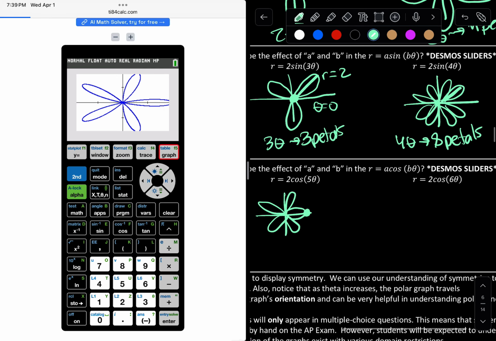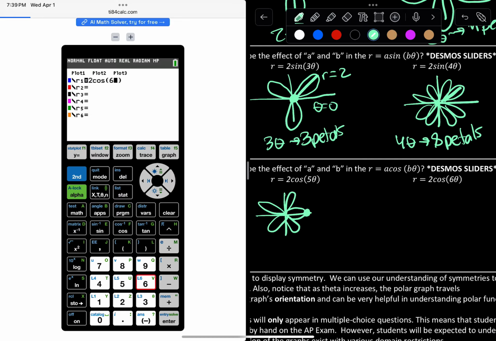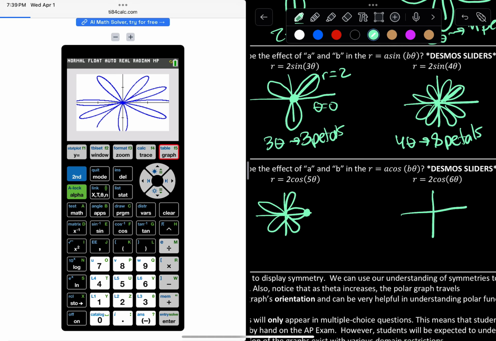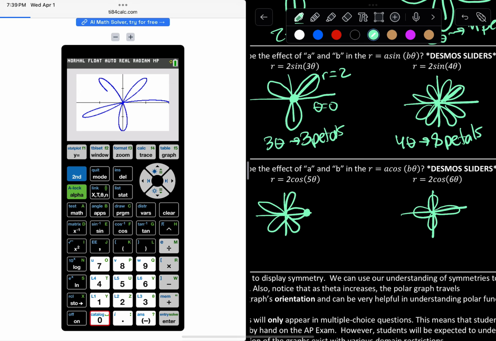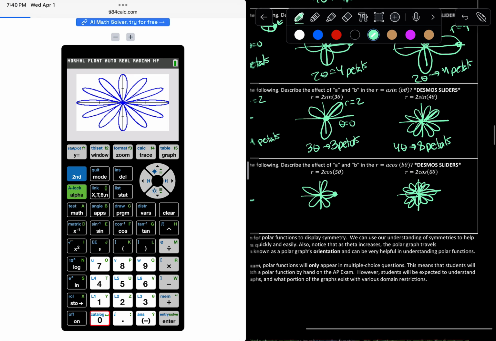And then if we do 6 theta, it's going to start on the polar axis again, but now we will have 12 petals. So it looks like we have a petal on each axis. And then I think there are 2 in between each. Yes, so 2 here, 2 here, 2 here. Oh my gosh, 2 here. And then we have our 12. All right, so 6 theta means 12 petals.